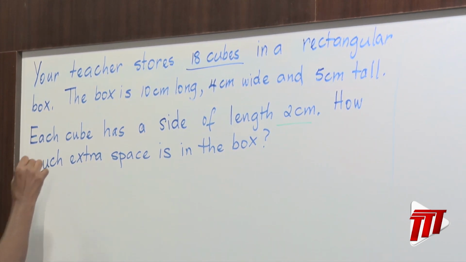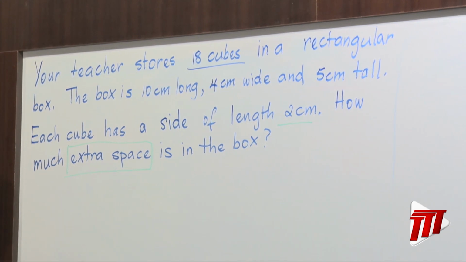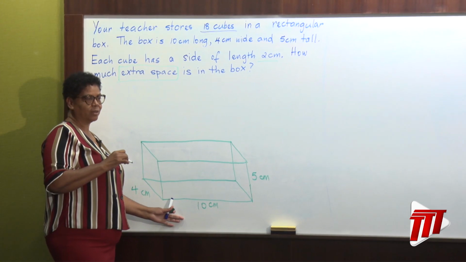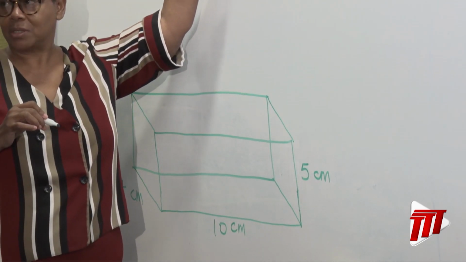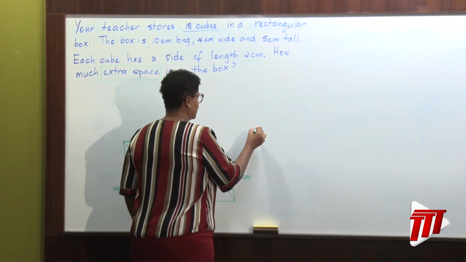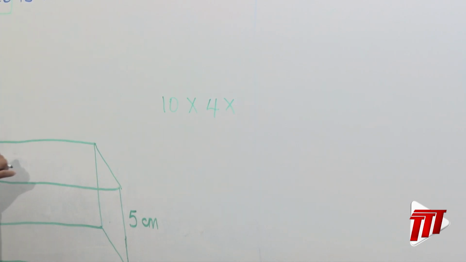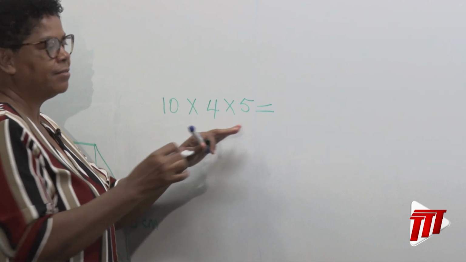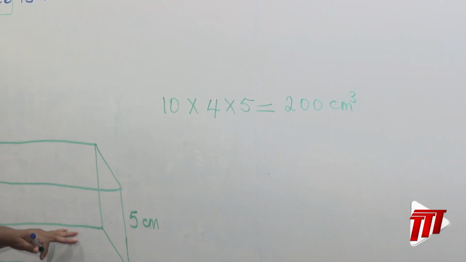The question is, how much extra space is in the box? So it means that the box is not filled. So we must find out the volume of your box, which is one of the things that we're going to have to calculate. And we're also going to have to calculate the volume of the cubes in the box. So we'll begin first by finding the volume of the box. So volume is length 10 multiplied by breadth 4 multiplied by height 5. 10 multiplied by 4 is 40, multiplied by 5 is 200 cubic centimeters. That's the volume of our box.